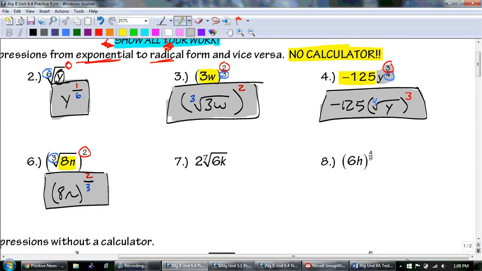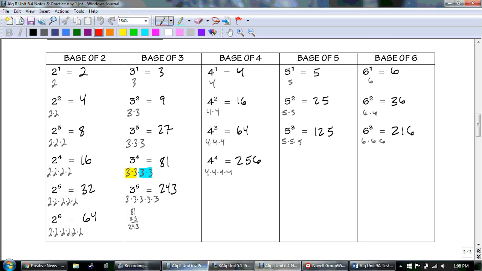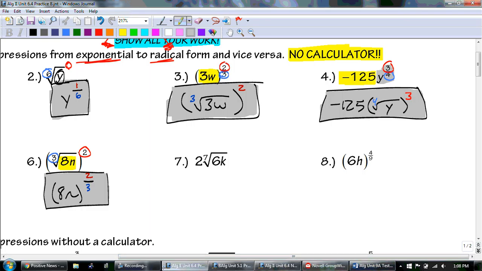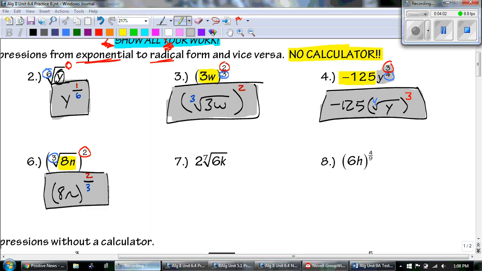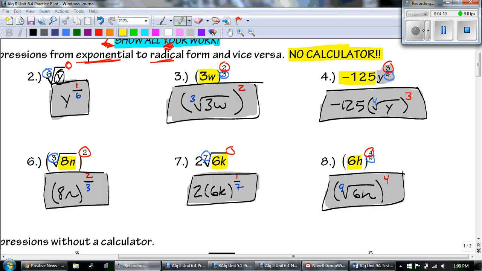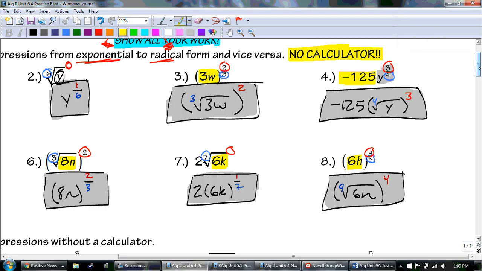All right, number 7 and 8 are on your own. Go ahead and pause the video, and good luck. Okay, and there are my answers. We have 2 times 6k to the 1/7, and then 6n to the 9th root, all raised to the 4th power. All right.